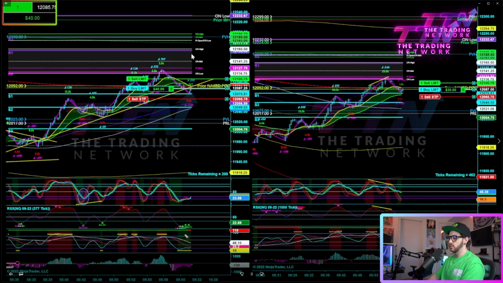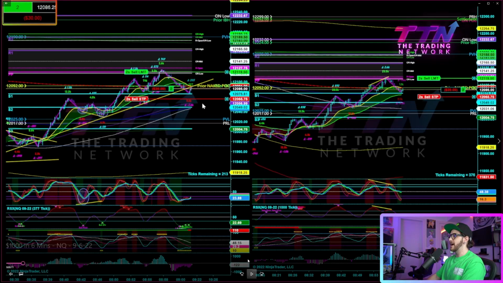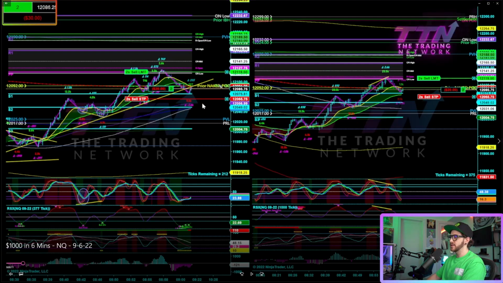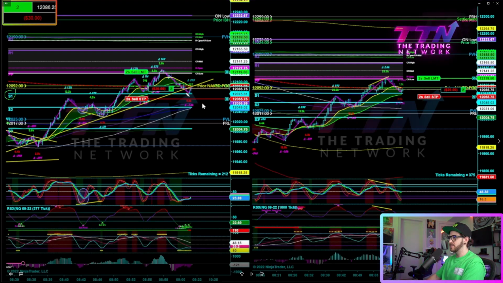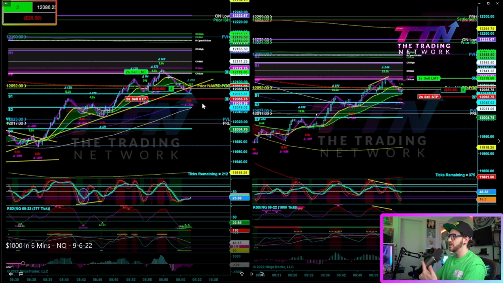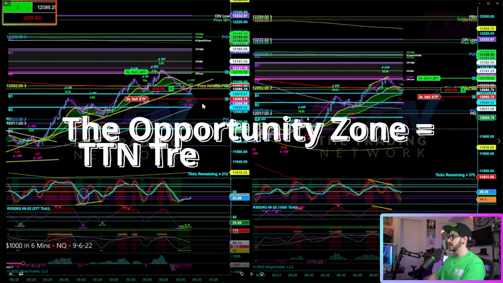First and foremost, I want to let you guys know that this was a 1,000 tick opportunity zone trade. We also had confluence on the 377 with Fibonacci Pivot S1 right here. We had a little bit of bullish divergence. You can see here on multiple oscillators, including the delta down below. And this just gives me a very high probability setup and good confidence in taking this trade.